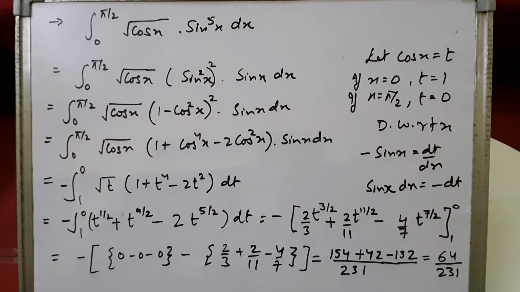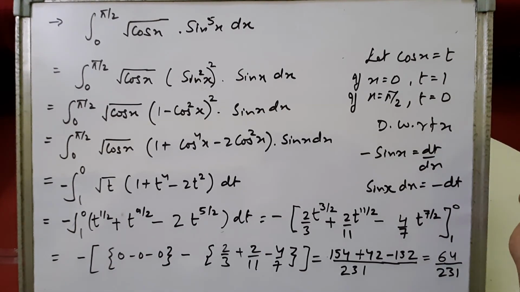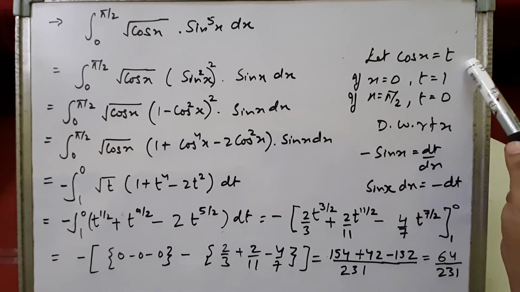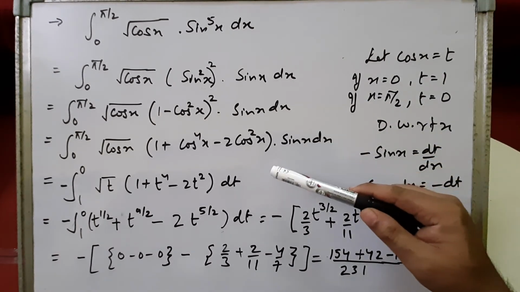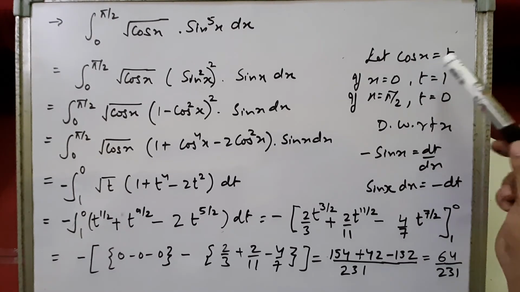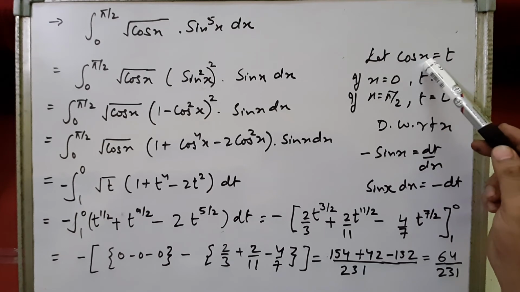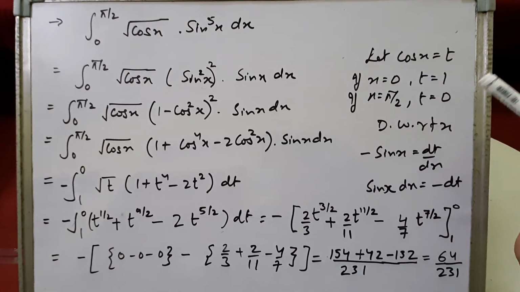So now what we'll do here, we'll assume let cos x equals t. When we put cos x equals t, now the lower limit is 0, upper limit is pi by 2. So if we put x equals 0 here, the value of cos 0 is 1. That means the value of t will be 1. If you put x equals pi by 2 here, cos 90 is 0. So the value of t will be 0. So the limit changes from 0 to 1. That means 1 will be the lower limit and 0 will be the upper limit.